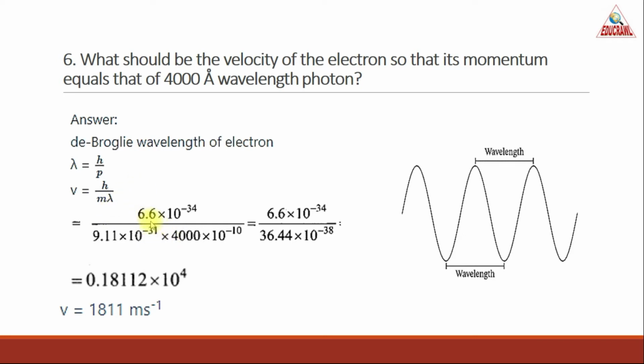m lambda. Now substitute the given values, we get 6.6 into 10 power minus 34 the whole divided by 9.11 into 10 power minus 31, which is the mass of the electron, into the wavelength value 4000 into 10 power minus 10. Now simplifying, you get the velocity as 1811 meter per second.